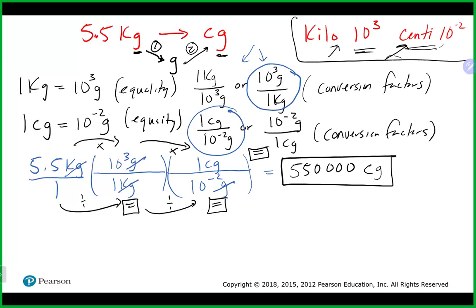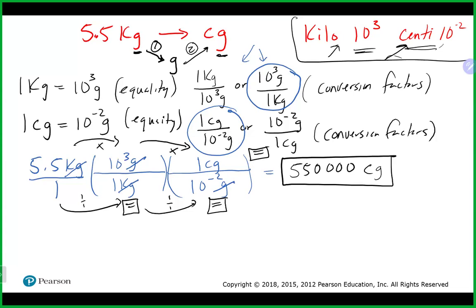That's a big number. Does it make sense? It does, because centi is a smaller value, right, than kilo. Kilo is a larger value. Centi is a smaller. So you have a lot more of the smaller guys to make up the big guy, right? So that does make sense.